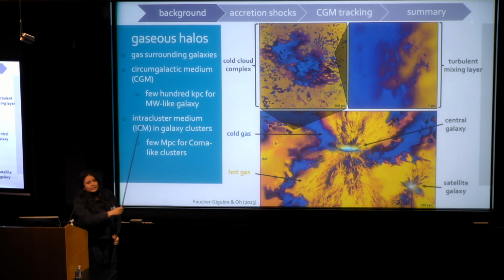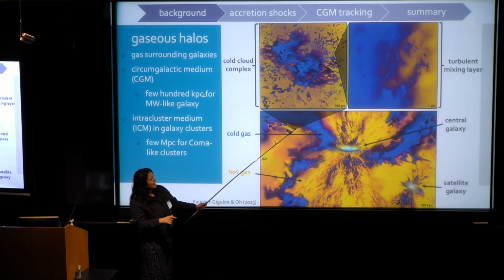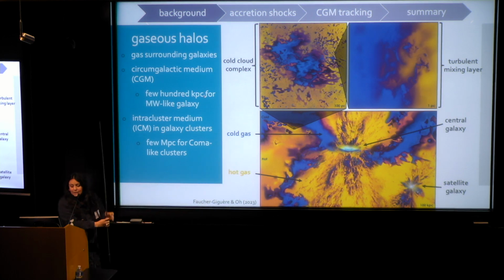If we zoom in on that very small point, we get to this top left panel, which is showing a cold cloud complex in what appears to be a hot cloud in the CGM. If we zoom in again one more time, we get to the actual turbulent mixing layer.